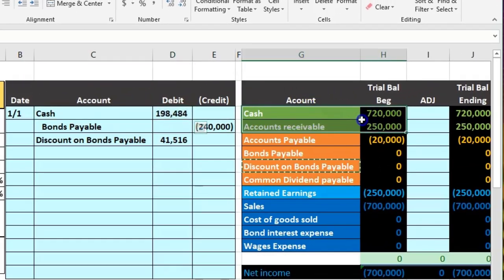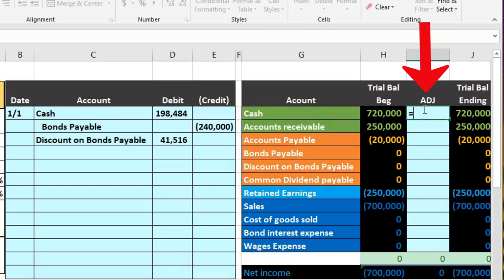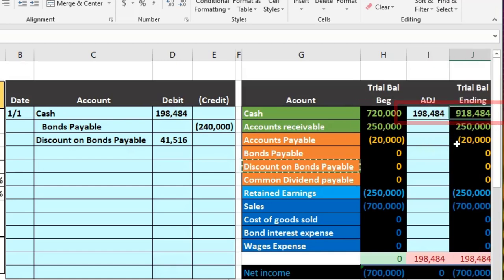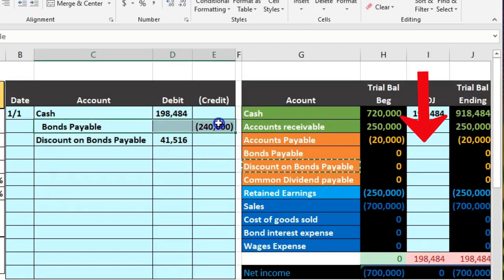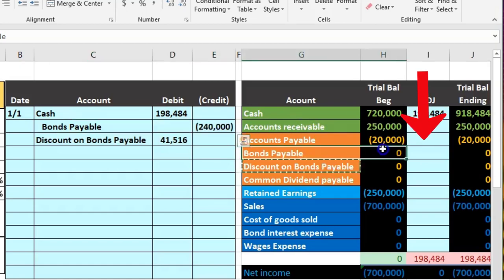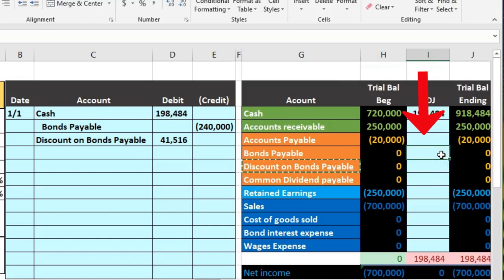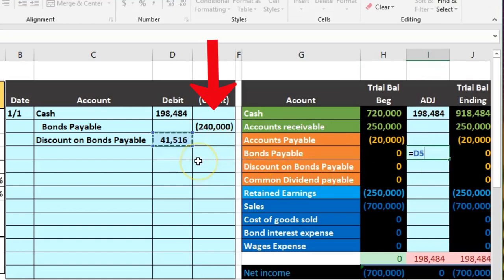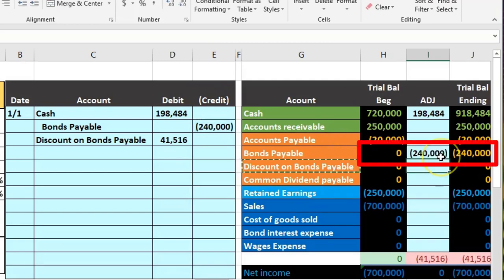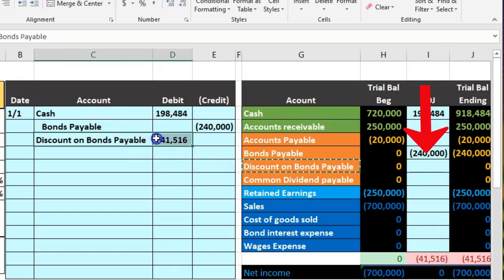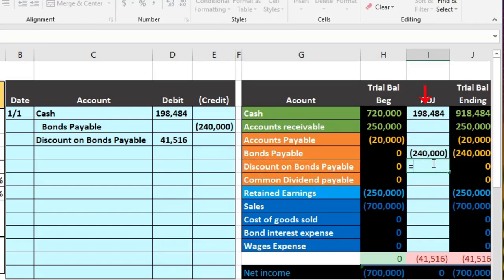We got cash first, cash up top. We're going to be in I3 equals. We're going to say this 198 is going to bring the debit balance up in the debit direction. That's why we're issuing the bond, to get the cash. Then we're going to credit the account, the bonds payable. So here's bonds payable. We're in I6 equals, pointing to that 240,000, increasing the zero up by 240 in the credit direction. And then we've got the discount on the bond. Here's the discount on the bond. We're in I7 equals. We're going to point to that 41,516 and enter.